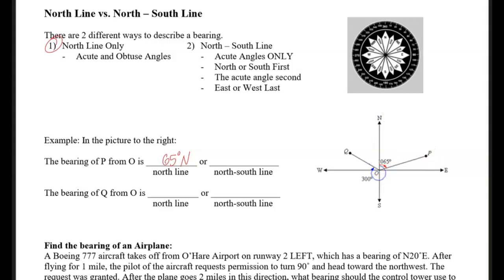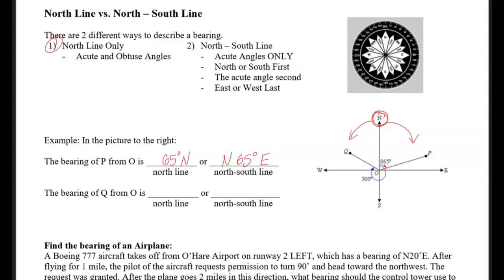Or if we're dealing with a north-south line, again, getting to P, P is closer to our north side of the compass, so it would still be north, and we put N first when we're dealing with a north-south line, and then we put the angle measure, 65 degrees, and then you ask yourself, okay, was it north going east or west? Well, in this example, it's north going east, so you put north 65 degrees east.